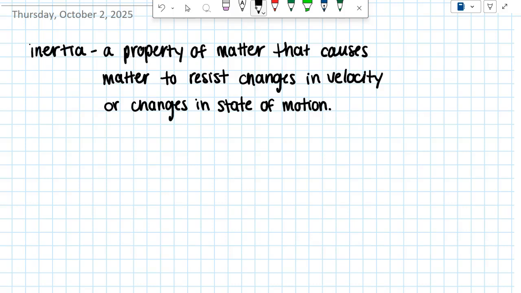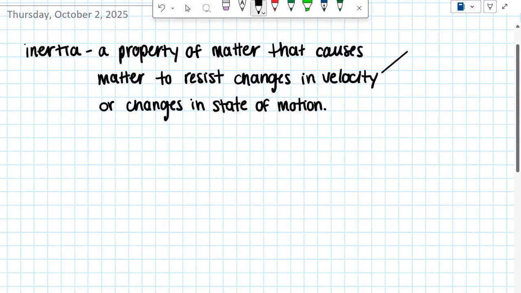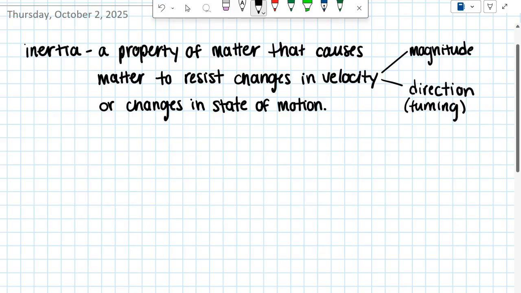Now, I used that word velocity very specifically. So velocity, as a reminder, is a vector quantity, which means velocity has a magnitude or an amount, and it has a direction. So because objects have inertia, they are going to resist changes in the magnitude of their velocity, meaning they are going to resist speeding up or slowing down. And matter is going to resist changes in the direction of its velocity. So they're going to resist turning. That's going to come into play later, the turning part. For now, in this unit, we're going to specifically be looking at resisting changes in the magnitude of velocity, speeding up or slowing down.